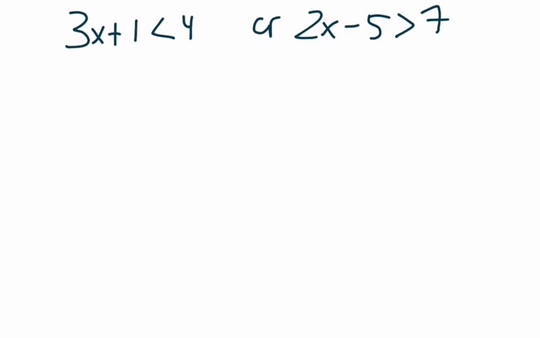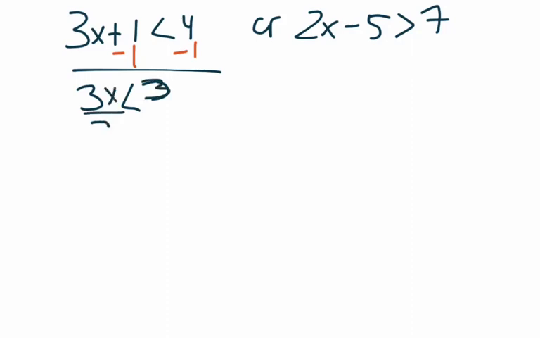Okay. And so we're going to subtract 1 here. And that gives us 3x is less than 3. And then divide both sides by 3, so x is less than 1. Over here, we'll add 5.